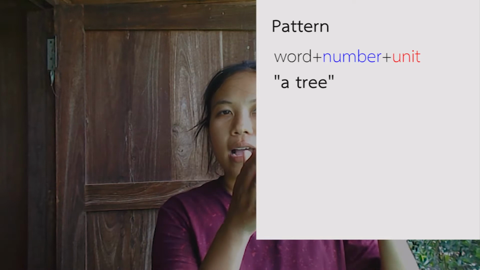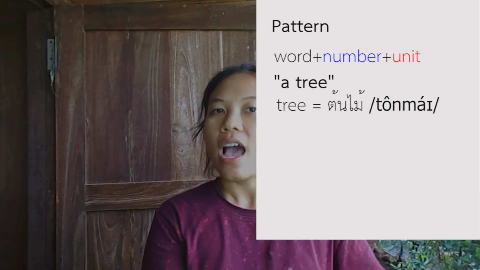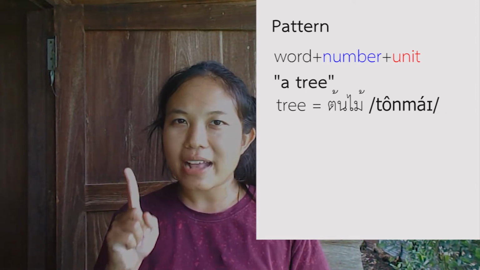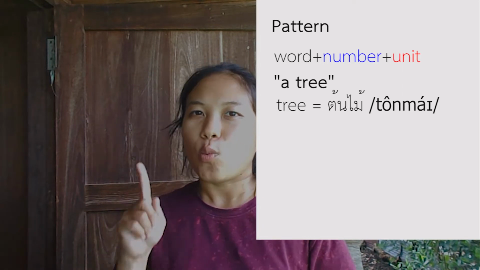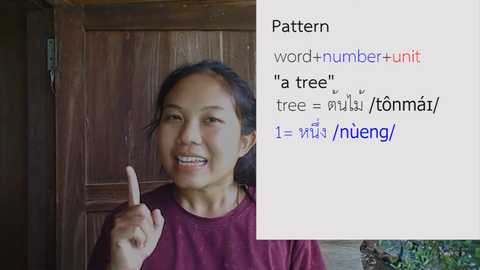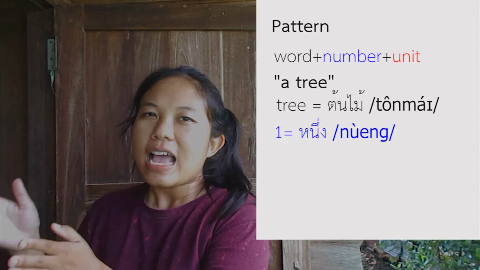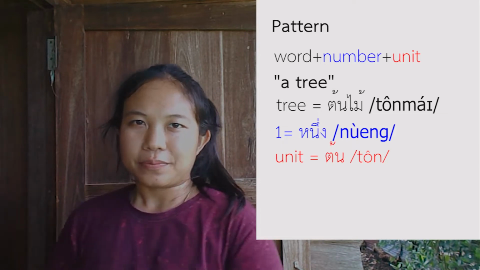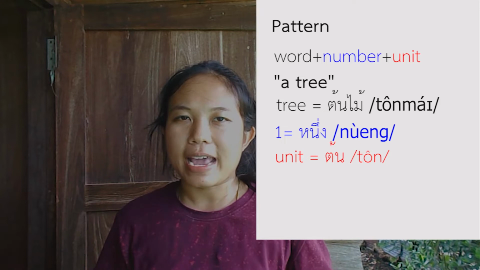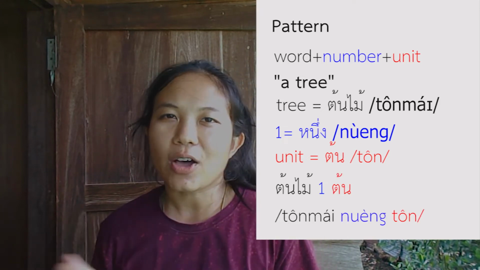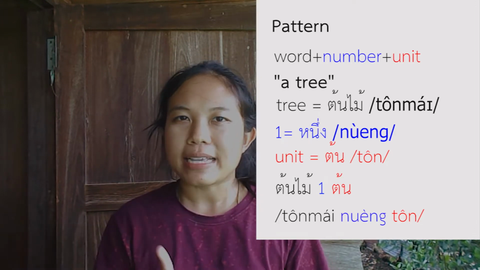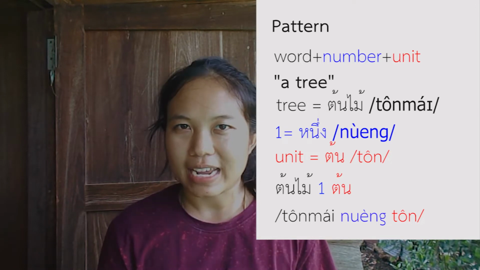So if you want to say a tree, you put the word tree. Tree in Thai is ต้นไม้ and then one tree. There is only one. So one in Thai is หนึ่ง and then you put the unit after the number. The unit of the tree is ต้น, then the phrase will be ต้นไม้ หนึ่ง ต้น. ต้นไม้ หนึ่ง ต้น means a tree.